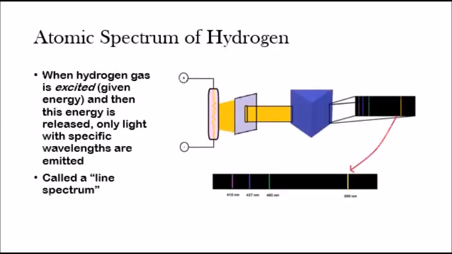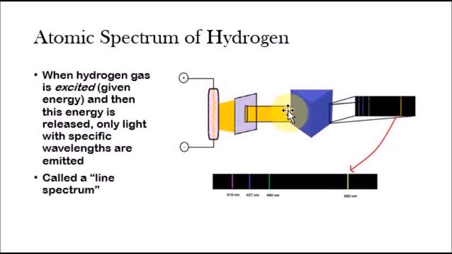Now, when hydrogen gas is excited, meaning given energy, and then the energy is released, only light with specific wavelengths is emitted. So basically what's happening in this diagram here is we have hydrogen gas in here, and we're using a source of electric potential in order to give it energy. What happens is that the hydrogen atoms essentially get excited and get energy, and then that energy is going to be released. When that energy is released, it's going to give off light.